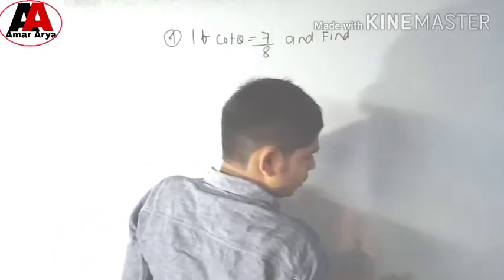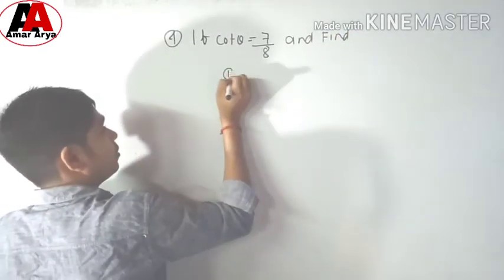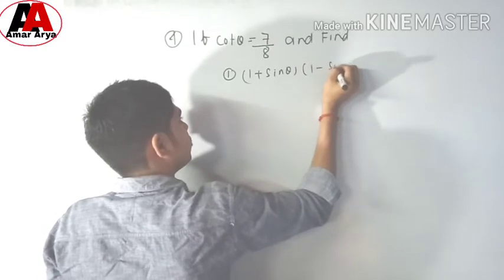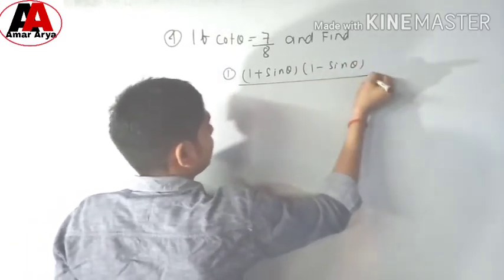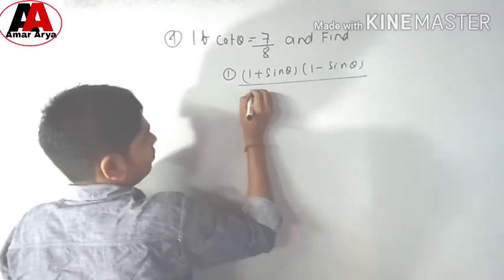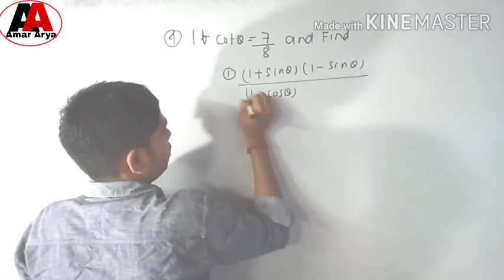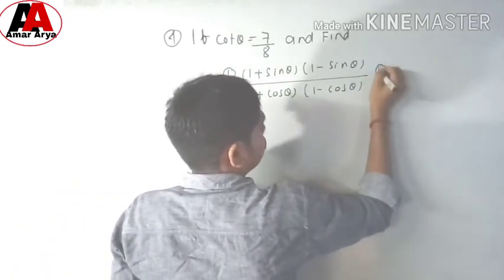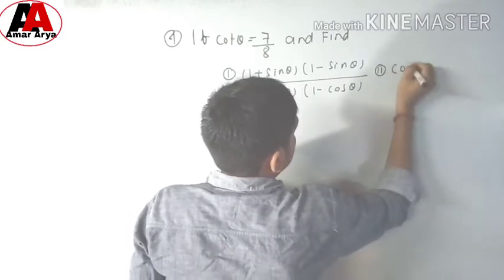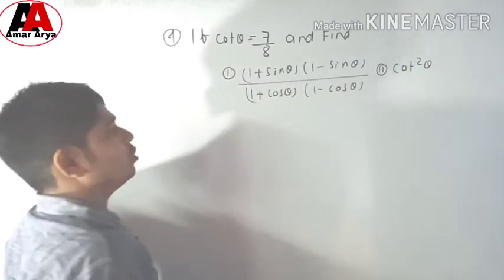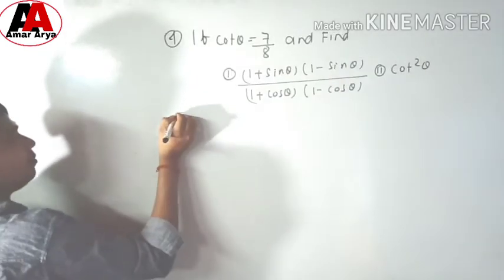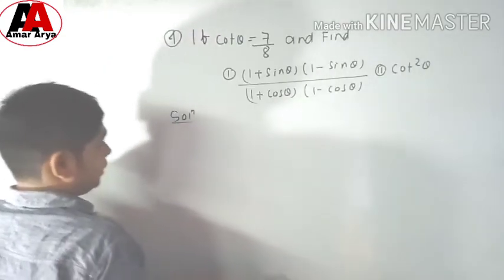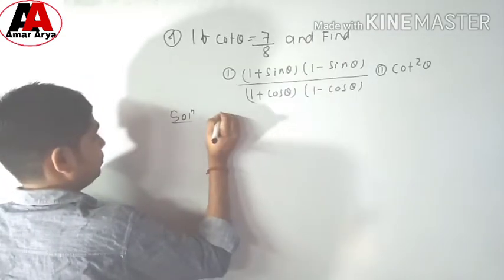You need to find here (1 plus sin theta) into (1 minus sin theta). Okay, you need to find here, and after that (1 plus cos theta) into (1 minus cos theta). This is the question number 1, and in question number 2 you need to find cot square theta. Okay, cot square theta. So first of all you go through the value. So we need to find the angle theta. So don't worry, you can apply the basic formula.